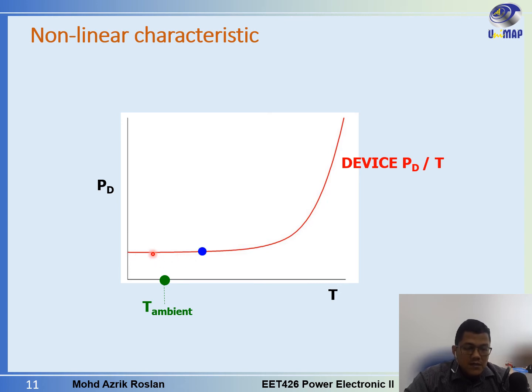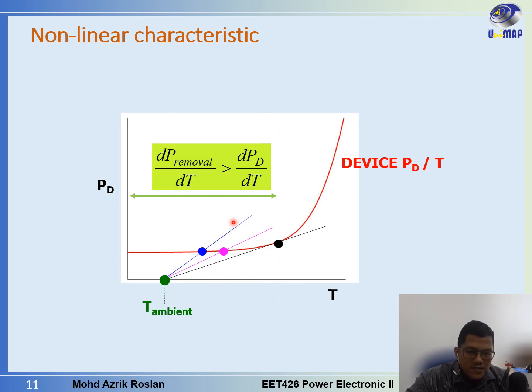Okay, and then here is a comparison of the three slopes that you draw from the ambient temperature. You have several regions that I want to show you. This is the first region. In this region, when you draw the line from the ambient temperature to any point in this region, the dP removal over dT will be higher than the dPD over dT.